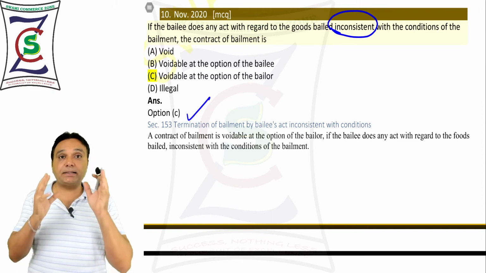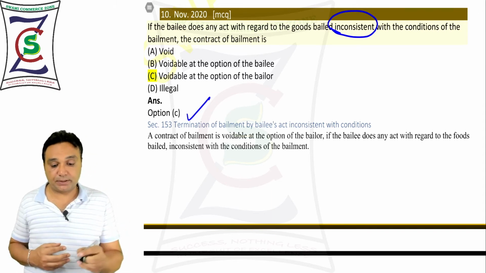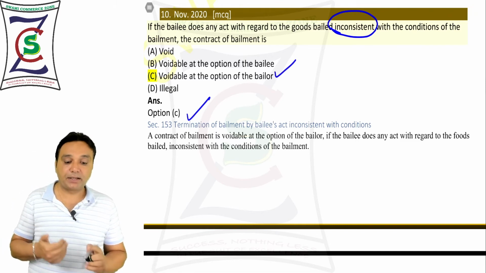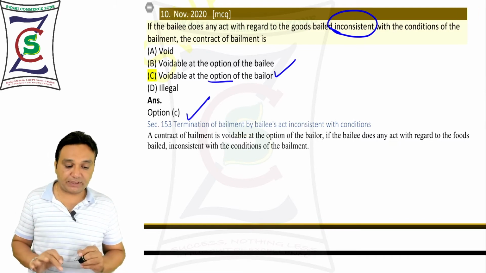As a bailer you can terminate, you can cancel the contract. So it's your right, it's your discretion. So the best option is what? Option number C. The contract is voidable at the option of bailer, and the reason I have quoted is section 153.